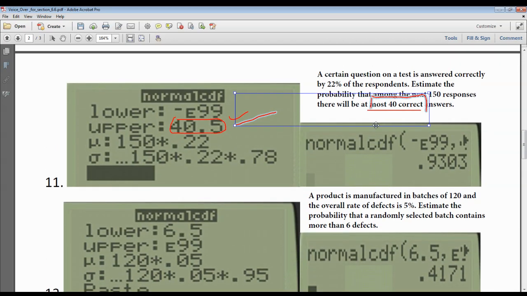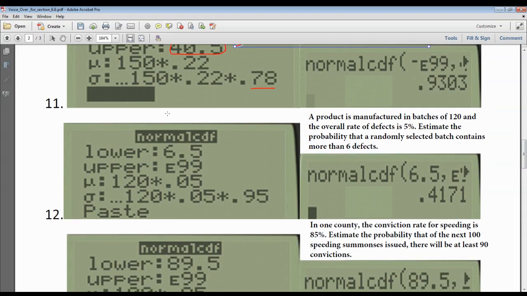You know your n is 150. He tells you the probability of getting it right is 22% of the respondents get it right. Well, if 22% of the respondents, p is 0.22, then q obviously is 1 minus 0.22, 0.78. Finding the mean and the standard deviation is not the issue. It's getting the right lower and the right upper. But you have those common phrases that I actually posted.